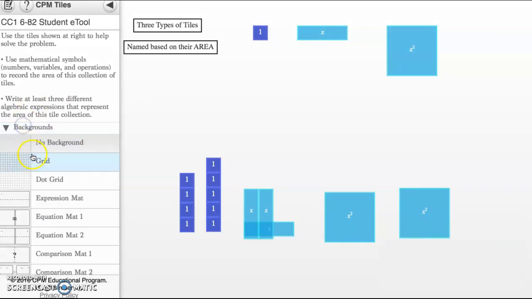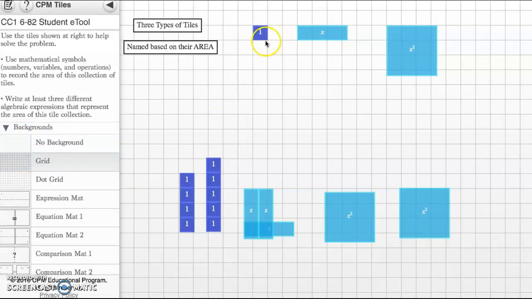If I put the grid on the background here, you can see that this tile has a length of 1 and a height of 1. So if we tried to find the area of that tile, we would do 1 times 1, which is obviously going to be 1. So we call that the ones tile.